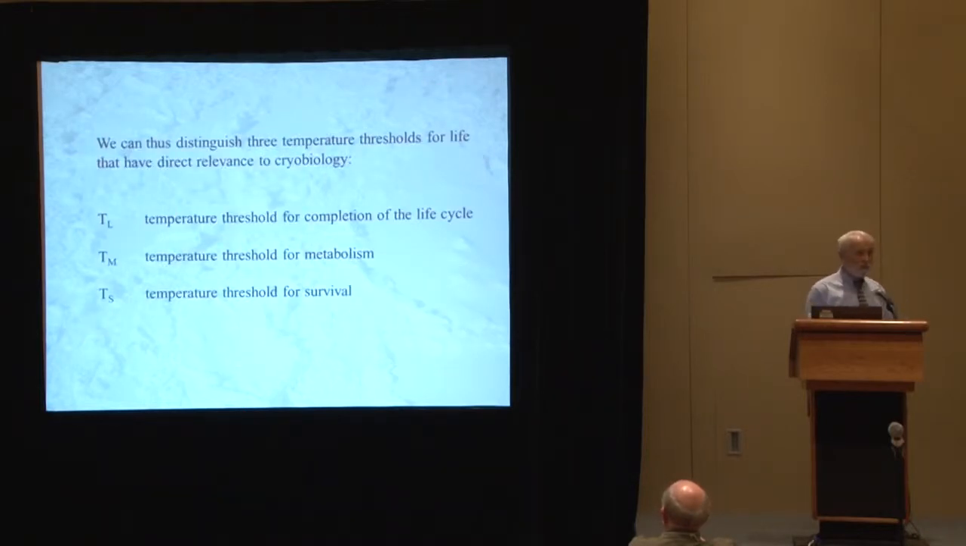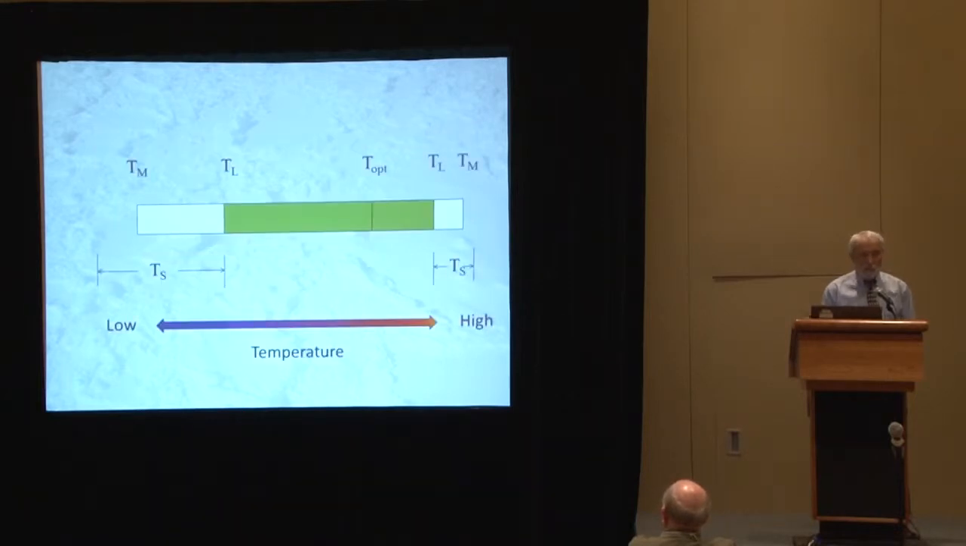So what that enables us to do is distinguish 3 temperature thresholds for life that have a direct relevance to cryobiology. There's a threshold for completion of the life cycle, a low threshold and an upper threshold. Between those two, an organism is alive, metabolizing, and can complete its life cycle. However, there is also a threshold for metabolism, and there is also a threshold for survival. And I can show you those in a sort of pictorial form here.